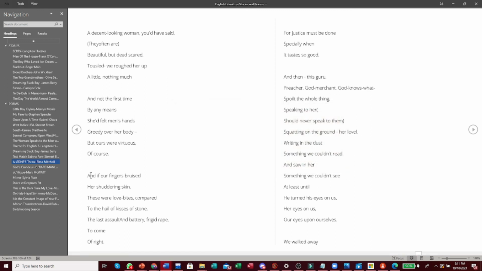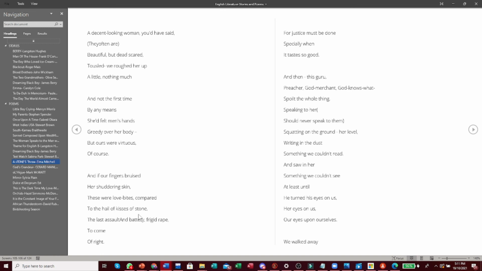So what do you see here? What does this tell you? There are many that these were love bites compared to this hail of kisses of stone. These are metaphors. What are these metaphors saying to you? What is it alluding to? What is it telling you about the men? What did it tell you about the violence that is portrayed? Tell me.